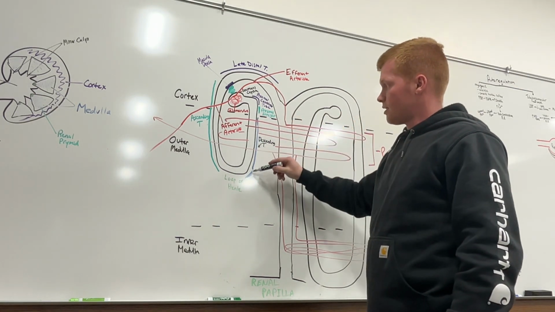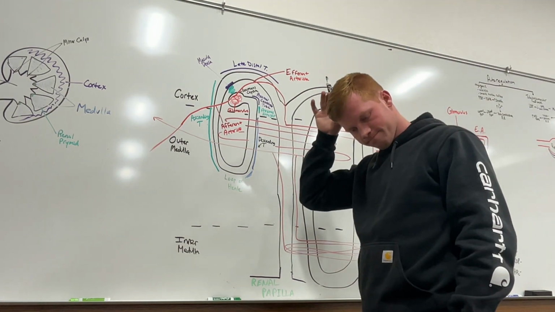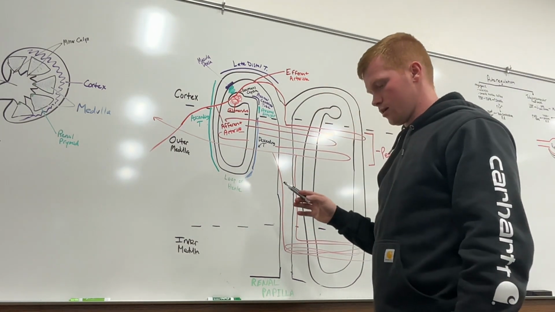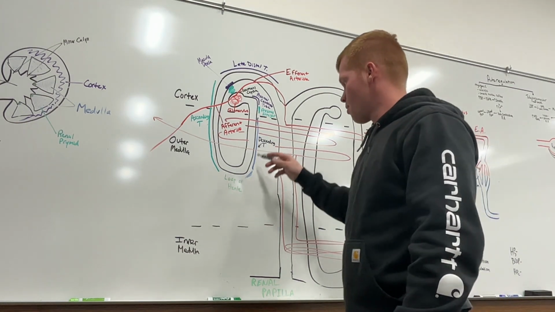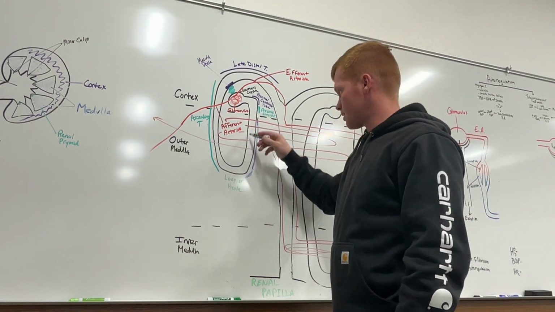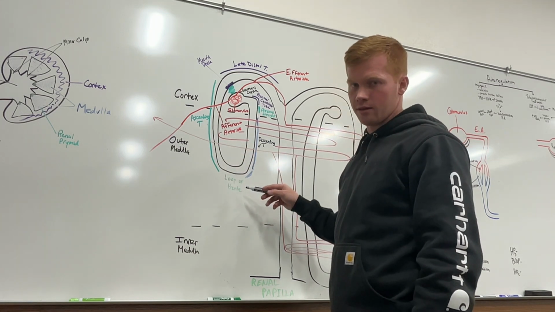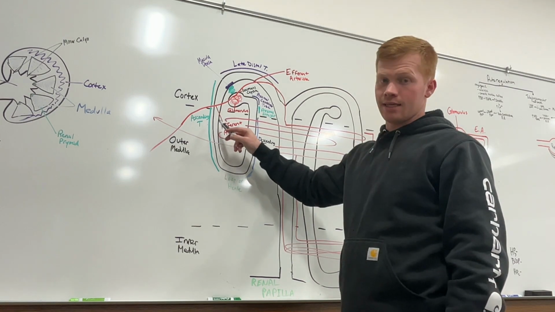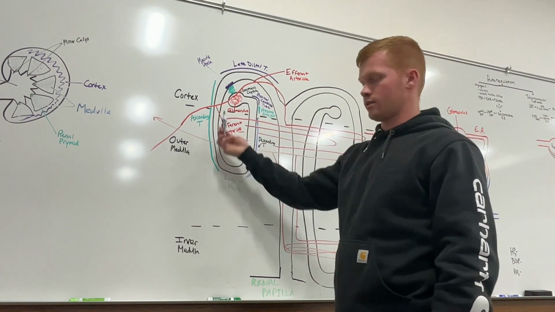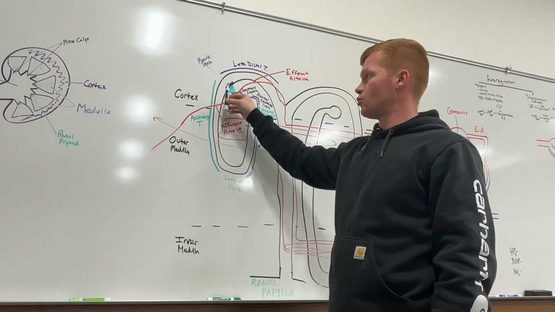But then we have the descending tubule, which still allows water to pass through. But then we get down to where we're not descending anymore, but we curve back up, and this loop right here is called the loop of Henle. And as we start coming back up, we have the ascending tubule, because this is the direction of the flow. So descending loop of Henle, ascending tubule.